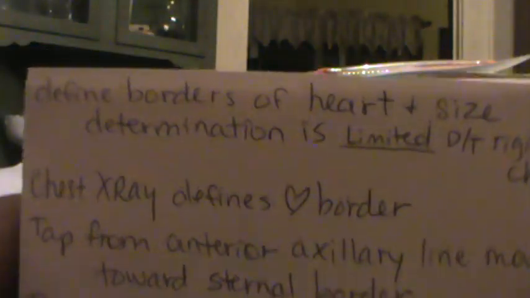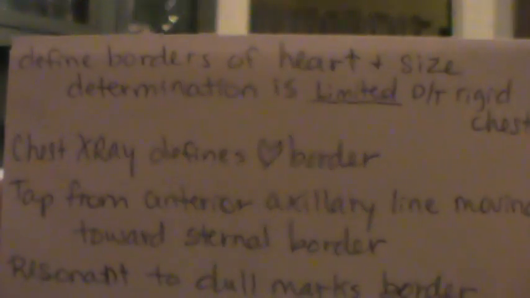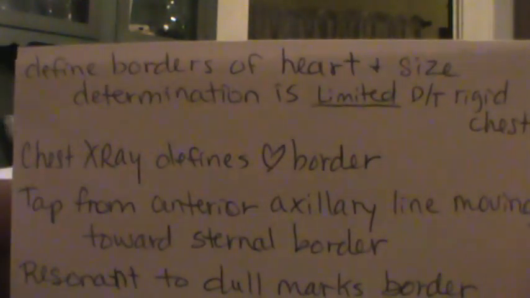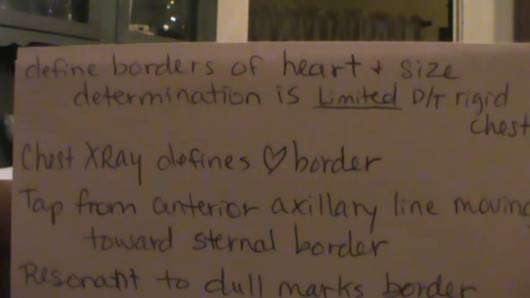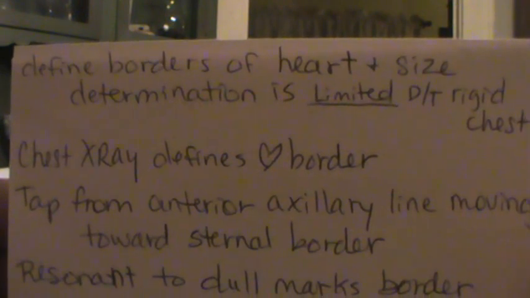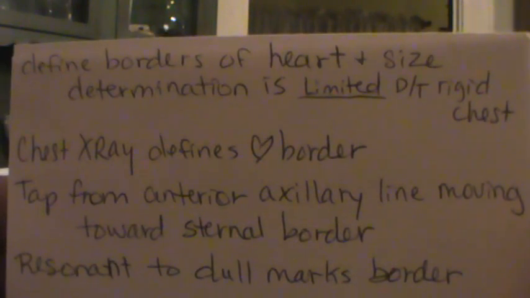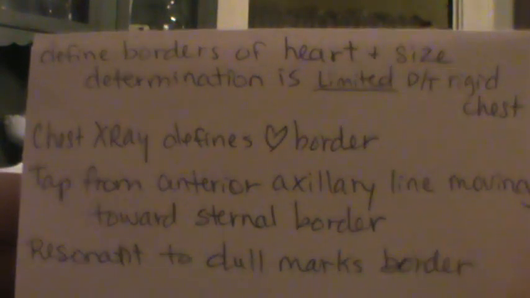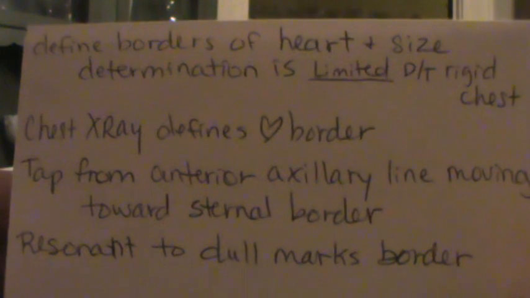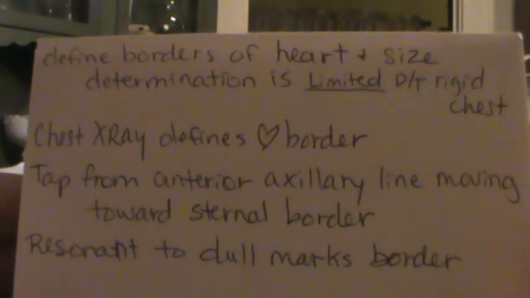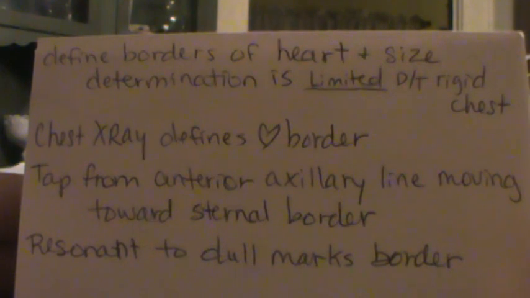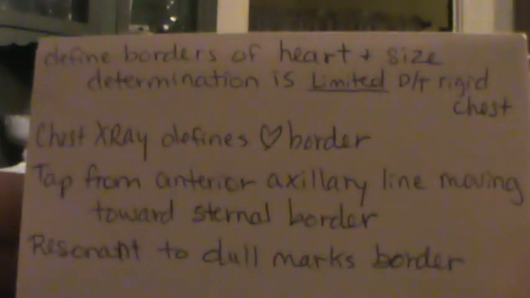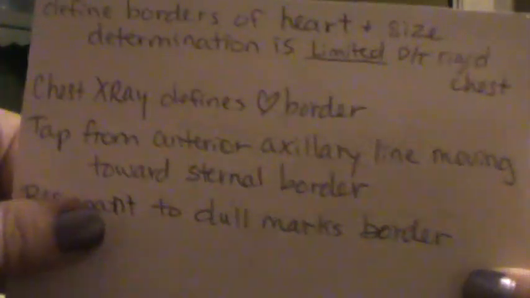Cardiac system percussion. So, in percussion, we are going to try to define the borders of the heart and size it. We need to determine the size, but it is limited due to the rigidity of the chest. So, a chest x-ray will best define your border. Tap from anterior axillary line, moving toward the sternal border. We're going to find resonant sounds to dull, and when you find the dull, that's where the border is marked.